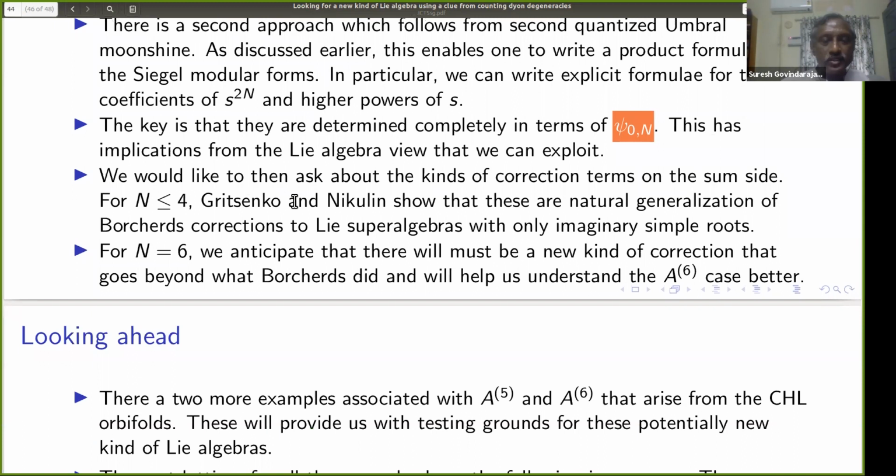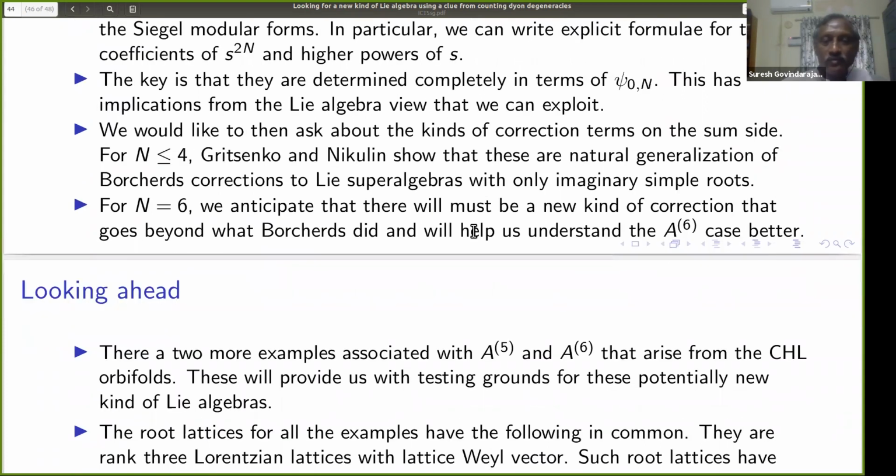Okay, and the question, so again, one thing we know, we have the product side. What we don't have is the sum side of the story. So the question here, if you go back to, for n less than or equal to 4, Kritsenko and Nikulin actually show that it fits the Borcherds thing explicitly also. But for n equal to 6, there will be a new kind of correction that goes beyond what Borcherds did and will help us understand the A6 case better.